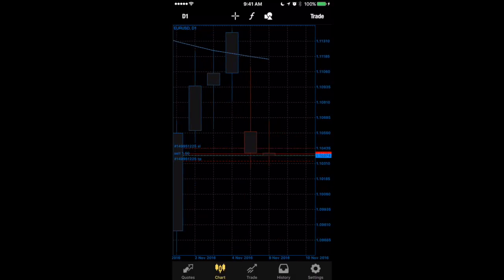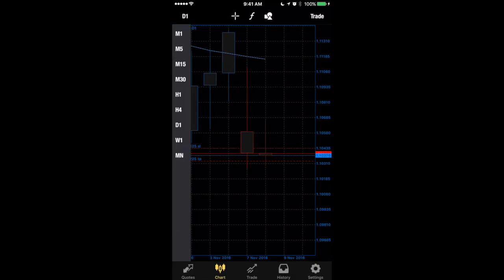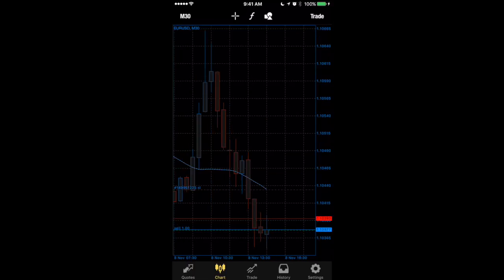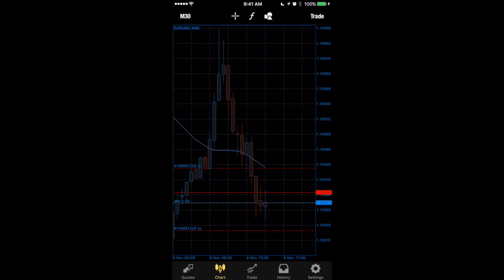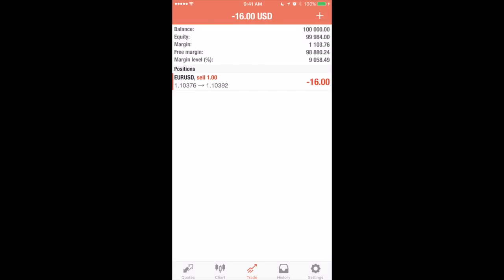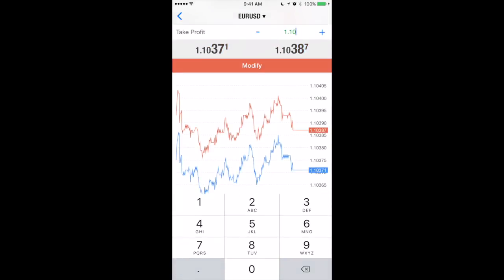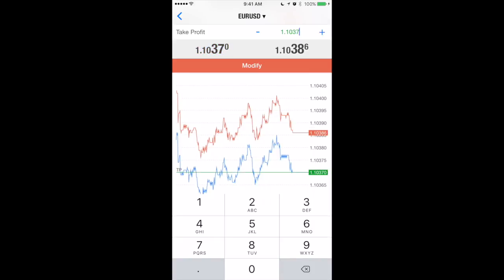So you can see those are the levels, the red line on the top and the red line on the bottom. The blue lettering on the left shows you the order number, and then it's the stop loss SL. The center is the sell at one lot, and then take profit underneath. You can get a closer view of the price. So let's move it to 1.1037. Click trade right here, modify. 1.1037, modify.